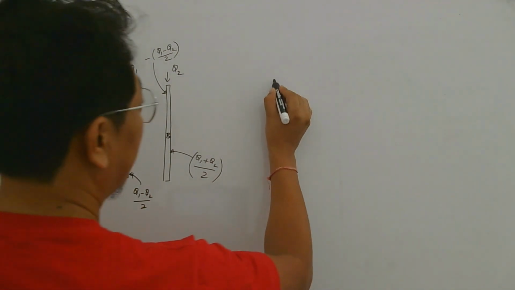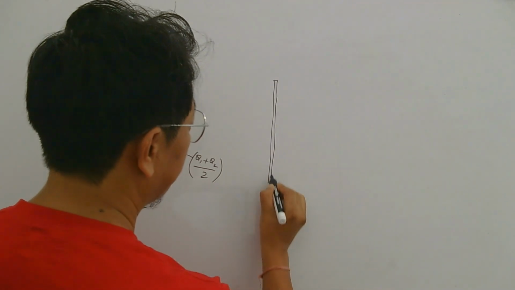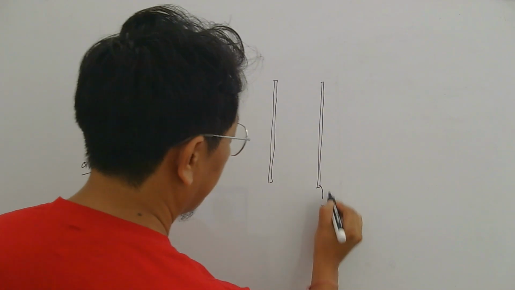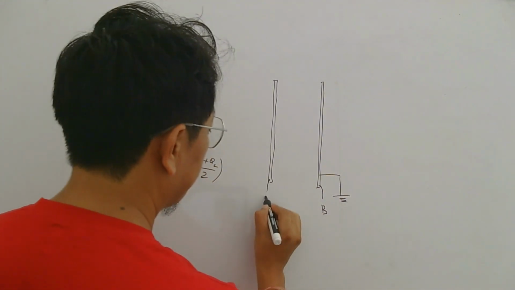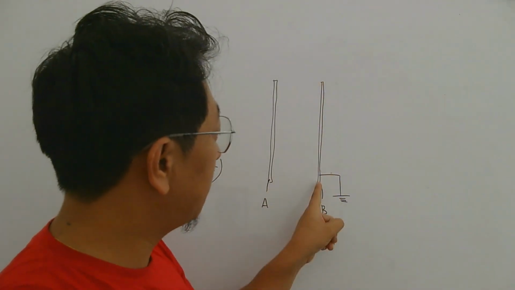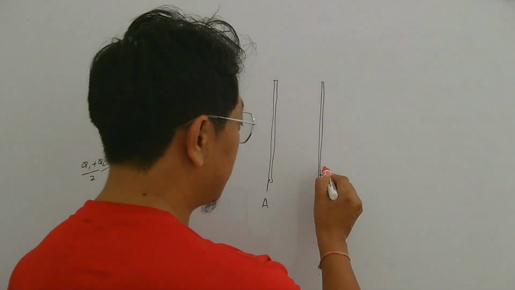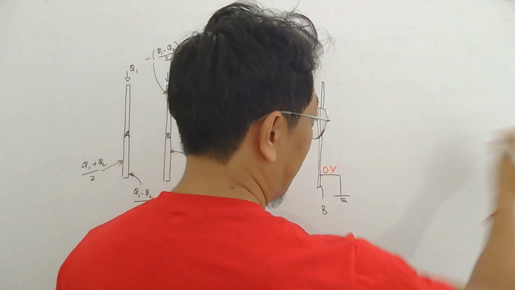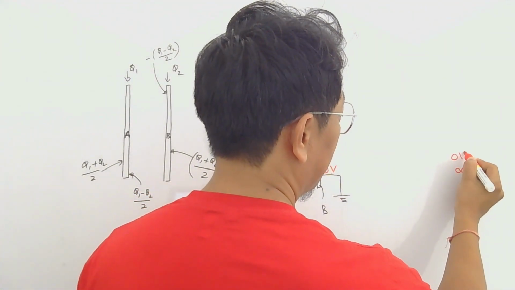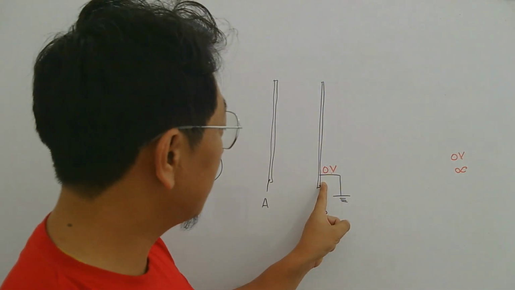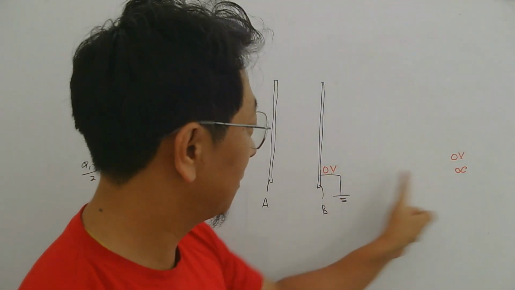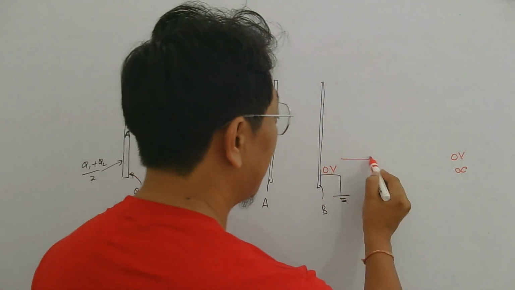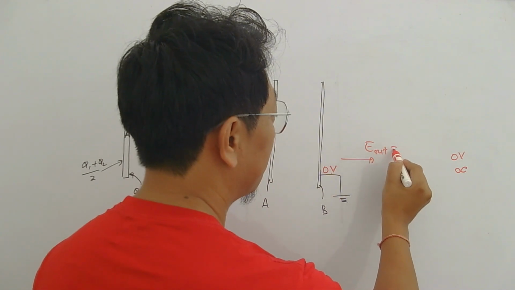Now let's say one of the plates is grounded. Let's say B is grounded. Now, the moment you connect this plate to ground, the potential of this plate will be 0 volt, same as ground. And at infinity, somewhere very far, there also the potential is 0 volt. So between this plate and infinity, you can see there is no potential difference. Both are 0, 0. So the electric field outside must be 0 here.